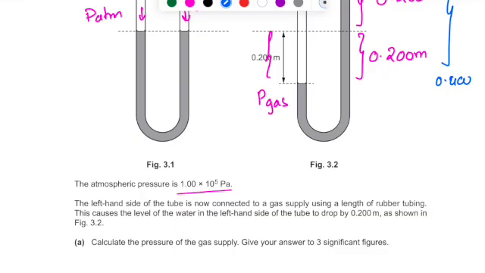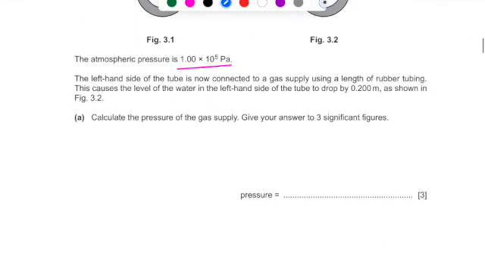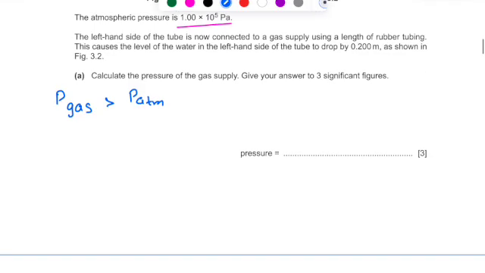Calculate the pressure of the gas supply. Give your answer in three significant figures. We can clearly see that the pressure of the gas is greater than the pressure of the atmosphere. Therefore, the liquid is pushed down. So now I need to know the pressure of the gas.